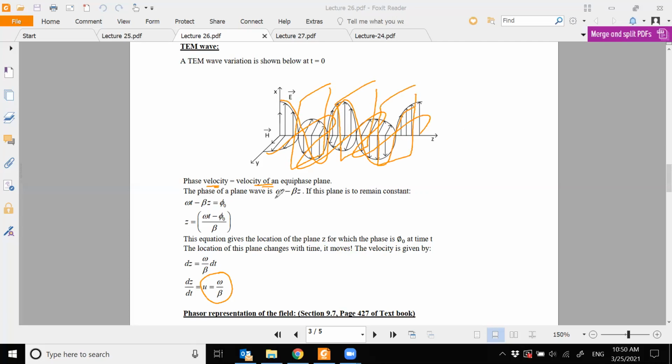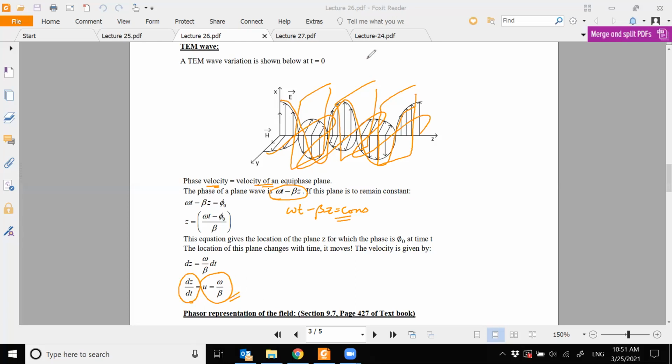And this will be calculated from the argument, because your argument is constant. So omega t minus beta z, the phase is a constant. And from here, if you find the derivative, then you will get dz over dt, which is nothing but the phase velocity, omega over beta.